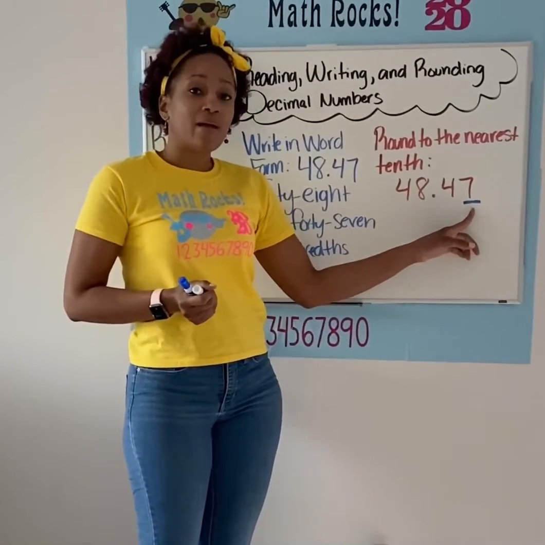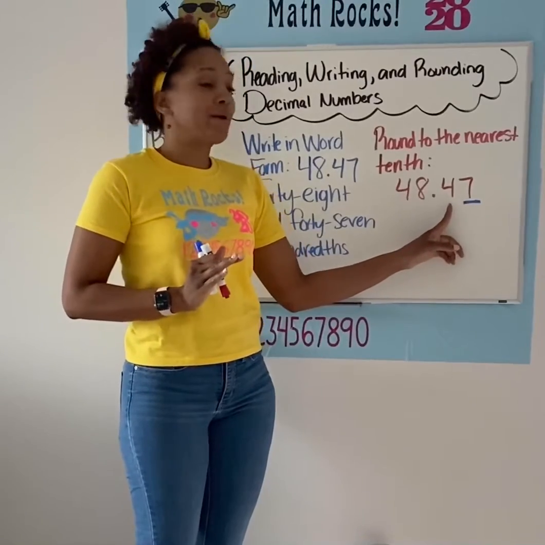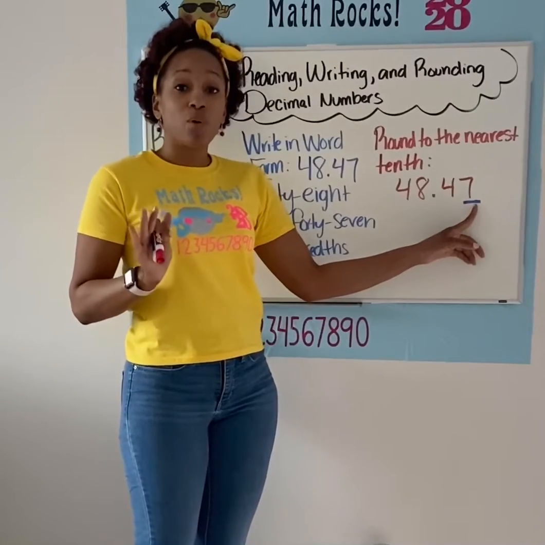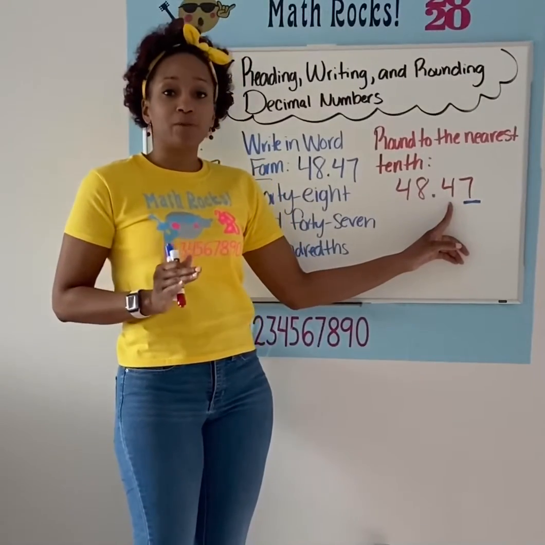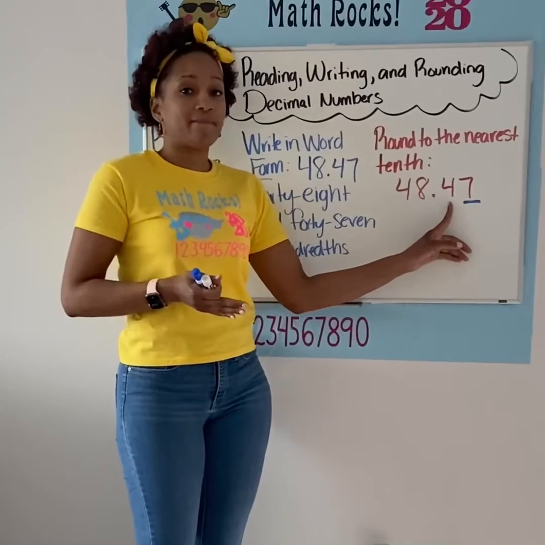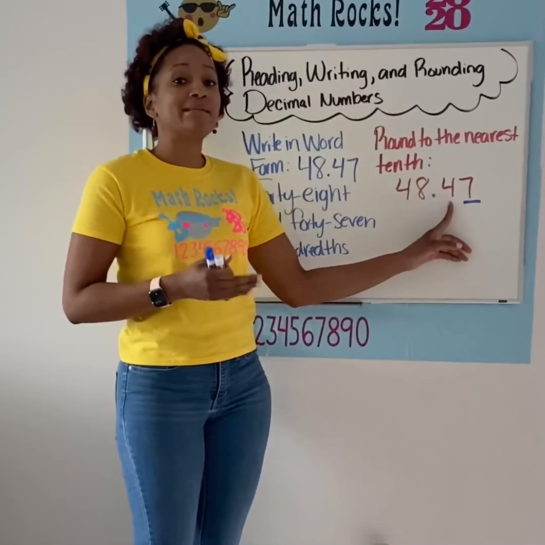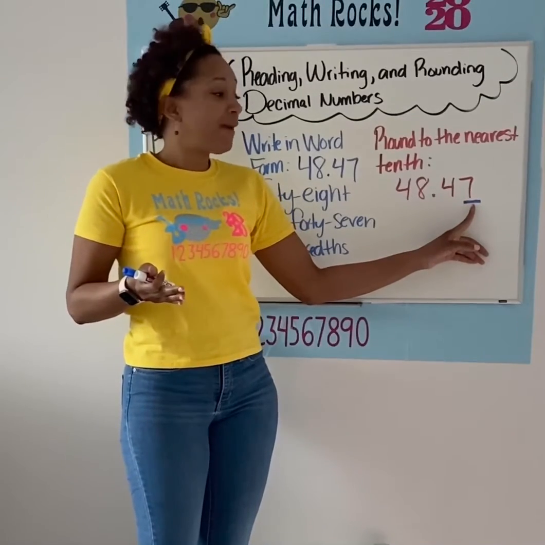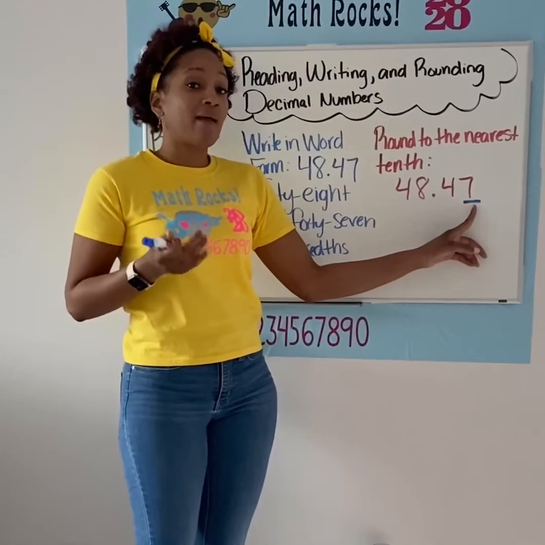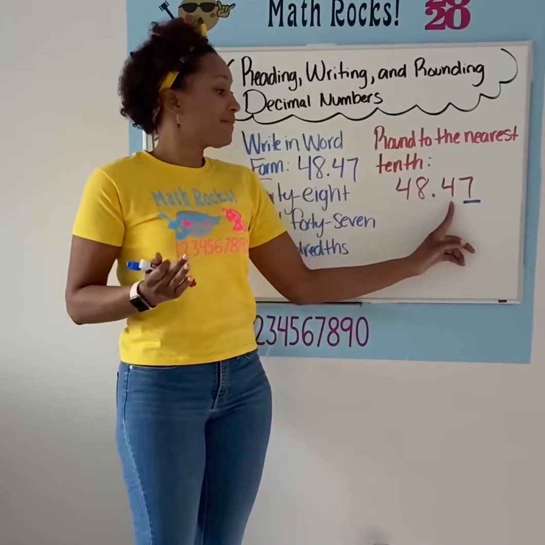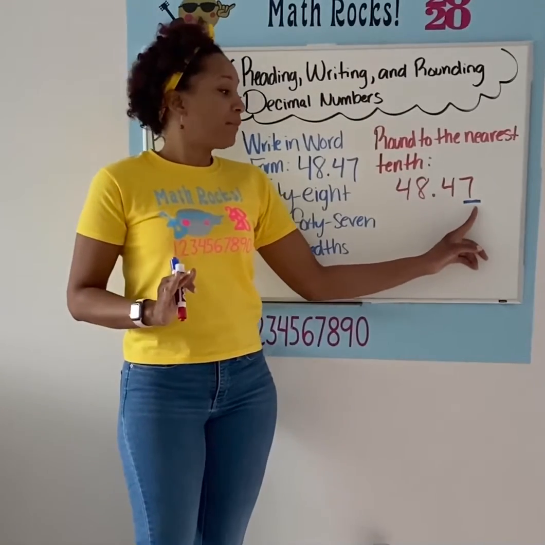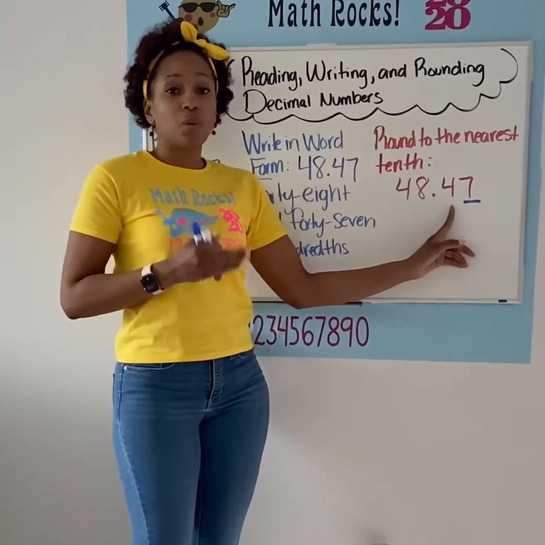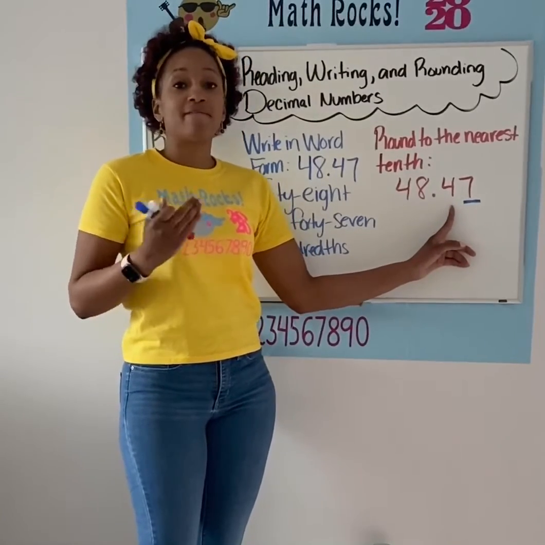So you go next door. If next door is 4 or less, you are going to let the 4 rest. If next door is 5 or more, you're gonna add to your score, which means this 4 will turn into a 5. So again, when we're rounding to the nearest tenth, we have to look at the number in the hundredths place. If the number in the hundredths place is 4 or less, you're gonna let this 4 rest. If the number in the hundredths place is 5 or more, you're gonna add to the score, which means this 4 will become a 5.